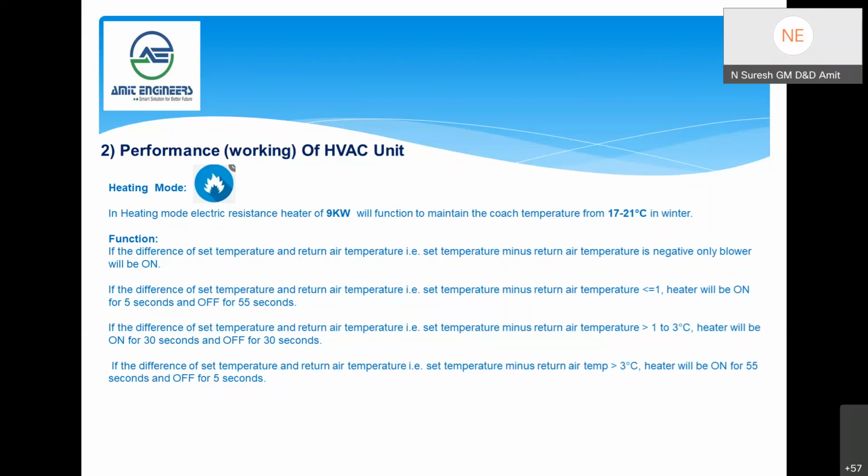If the set temperature minus the return air temperature is greater than 1 up to 3 degrees Celsius, the heater will be on for 30 seconds and off for 30 seconds. The third one is if the set temperature minus return air temperature is greater than 3 degrees, the heater will be on for 55 seconds and off for 5 seconds.